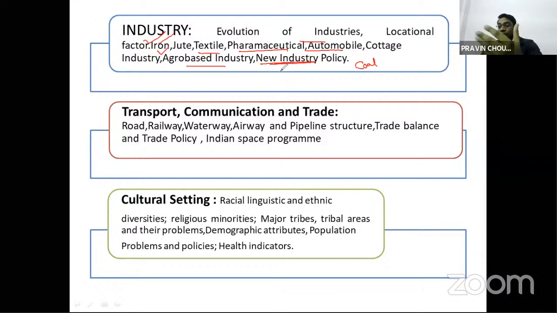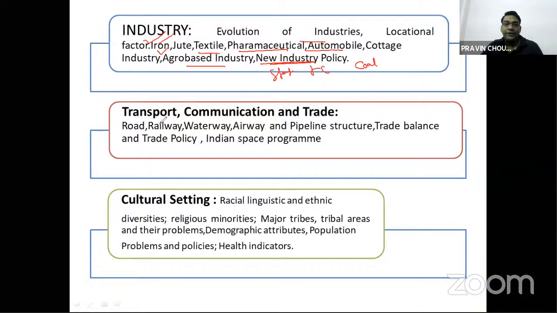It means you have to depend more on the static portion plus current affairs. So questions will come in your mains examination in optional paper 2 on the government's new industry policy and the government's new mineral policy. Okay, the locational factors of different industries. Suppose the government wants to locate the pharmaceutical industry more in northern India, so what is the reason behind this, why does the government want to take such a step.